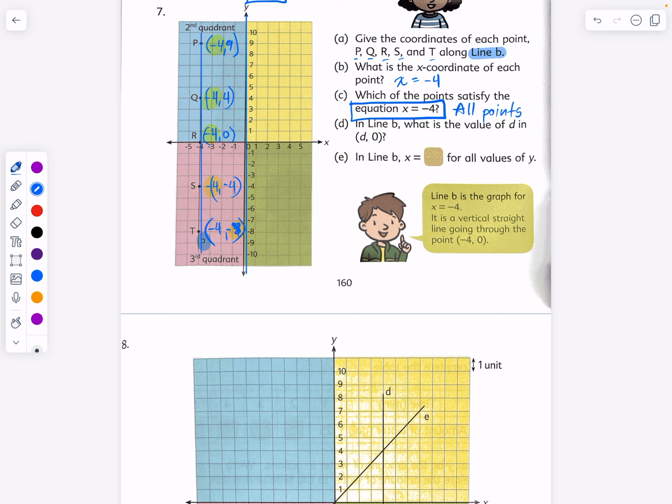We say all points follow the same rule. In line B, what is the value of x when y equals 0? X equals -4. In line B, x equals -4 for all values of y. Line B is the graph for x equals -4. That is the rule. And it's a vertical straight line that is parallel to the y-axis.